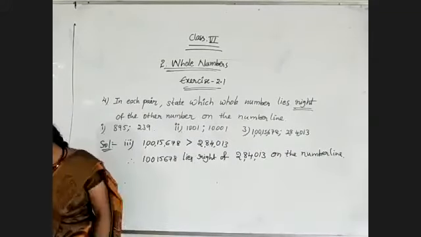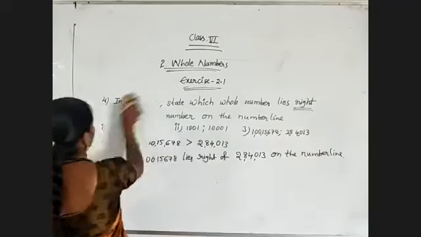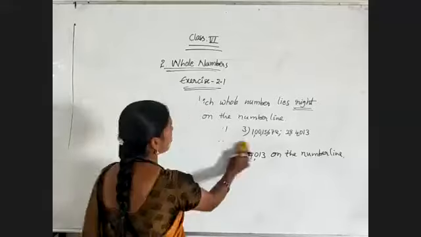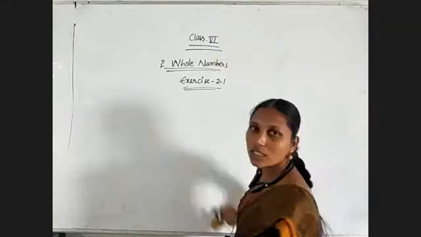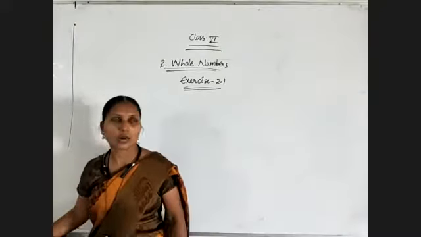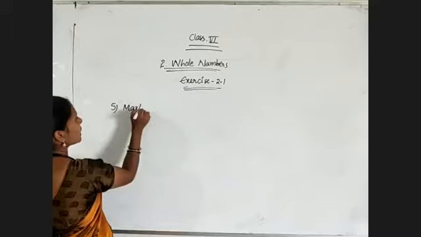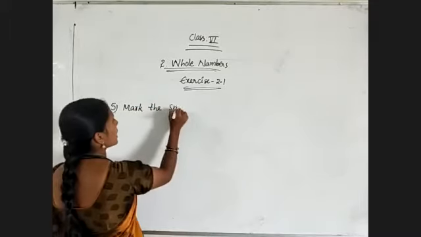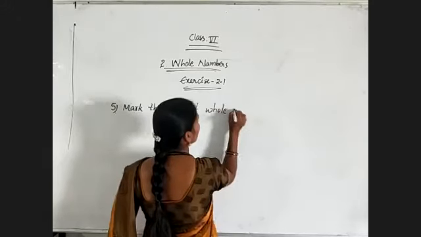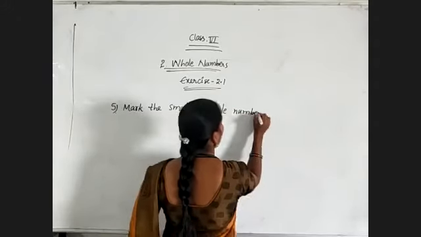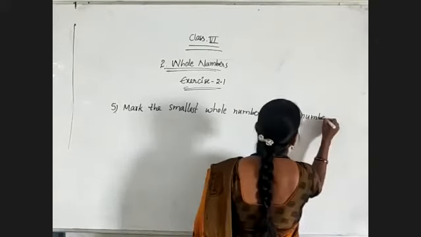And now coming to the next question. Mark the smallest whole number on the number line. Can we mark the smallest whole number on the number line? Yes. Why? Because what is the smallest whole number? We know. So my question is, first of all, observe the question. Mark the smallest whole number on the number line. Again, it is also a number line problem.